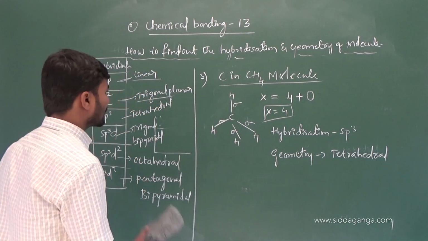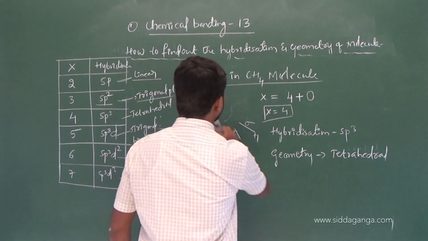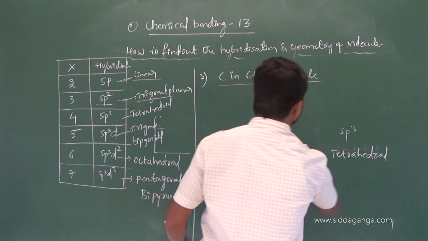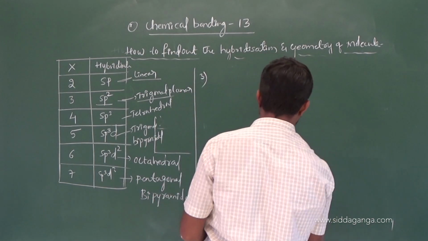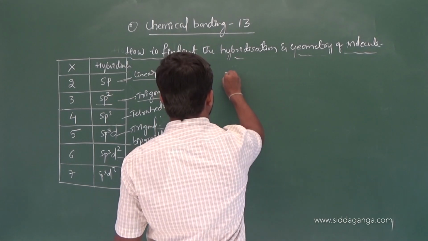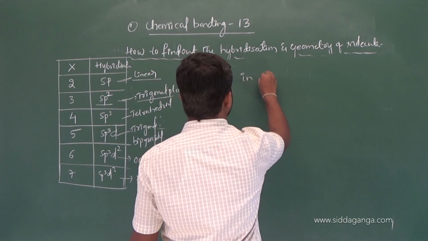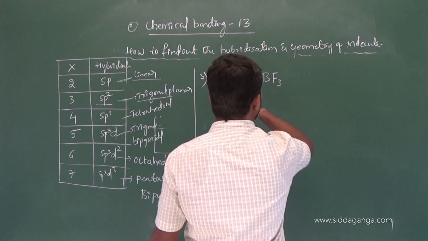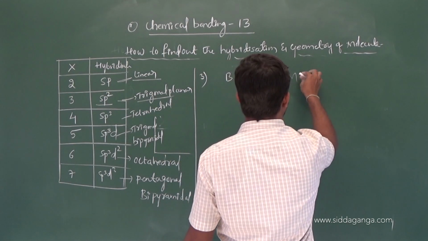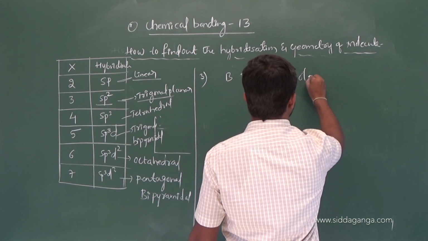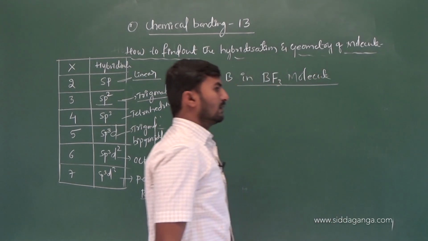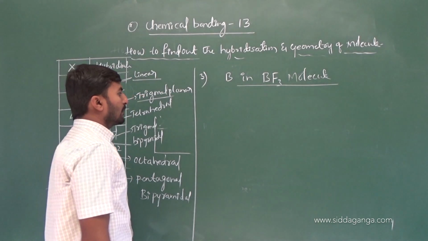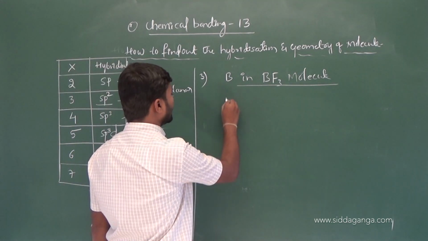Okay, next we will move on to one more example, that is boron in the BF3 molecule. If you take this as an example, the structure of BF3 is like this.